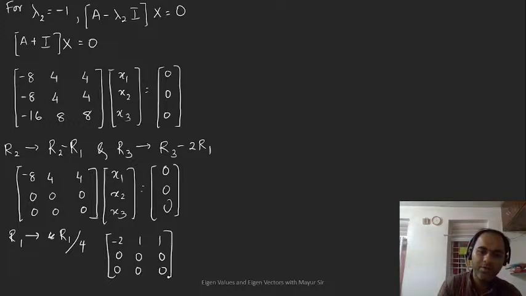-2, 1, 1, 0, 0, 0, 0, 0, 0. This is what you will get. You divide the first row by 4. Okay, so 1, x1, x2, x3.